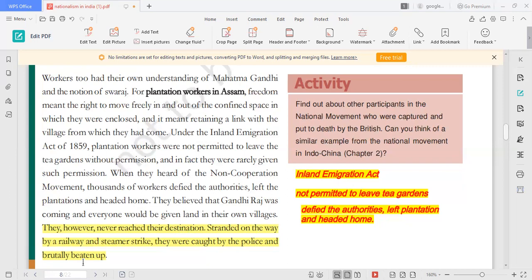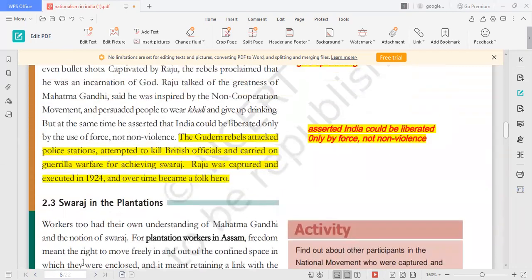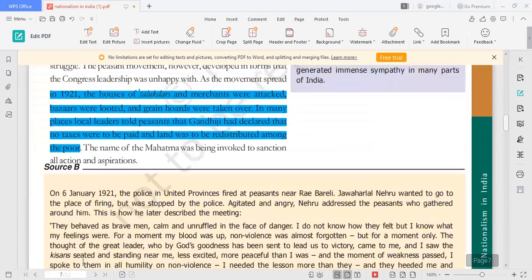So this movement also had turned into violence. What was the idea of Gandhiji? Non-violence. But what happened at the end? Everywhere the movement turned into violence. So we have seen the movement spread in four different areas.